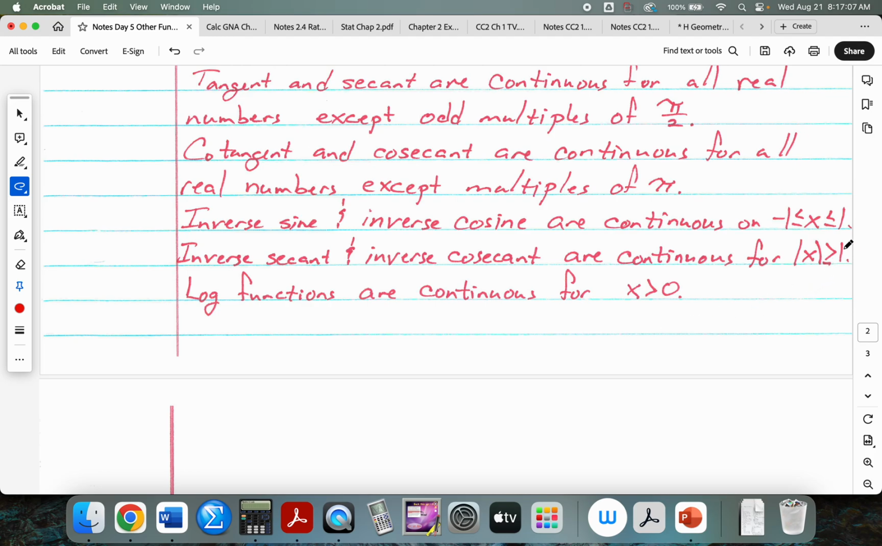Again, that's the range for secant and cosecant. So that becomes the domain for the inverse function. And then the log functions are continuous for x greater than 0. Remember, log functions don't exist at 0. We cannot take the log of 0, nor can we take the log of a negative number.